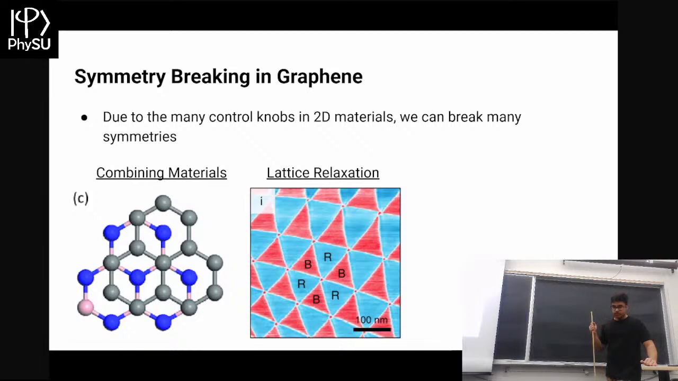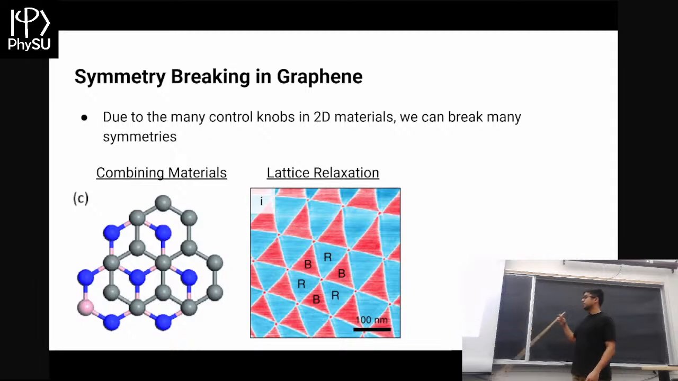Another thing that happens is with just two graphene layers. Although you might expect that because each of these graphene layers has this inversion symmetry on its own, it turns out that once you stack them on top of each other, they actually don't. This is what it ends up looking like. So you get these triangles.